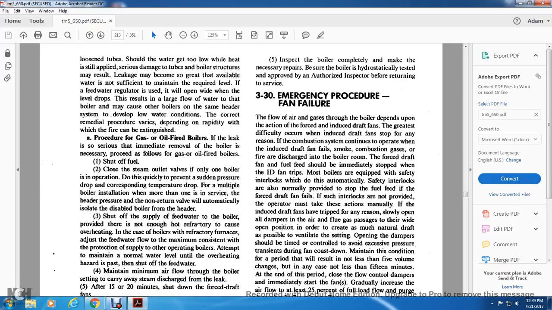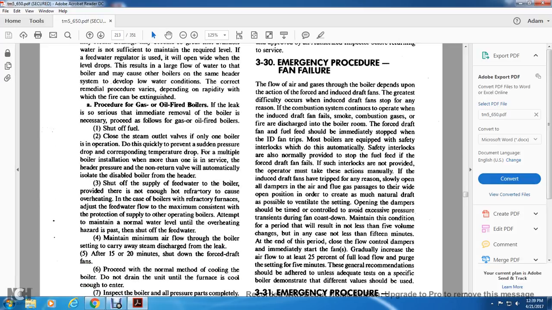The forced draft fan and fuel feed should be immediately stopped when the ID fan trips. Most boilers are equipped with a safety interlock, which does this automatically. The safety interlock also normally stops the fuel feed. If such interlocks are not provided, the operator must take these actions manually.